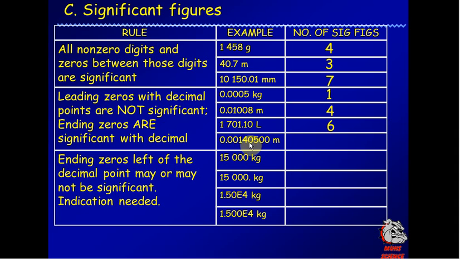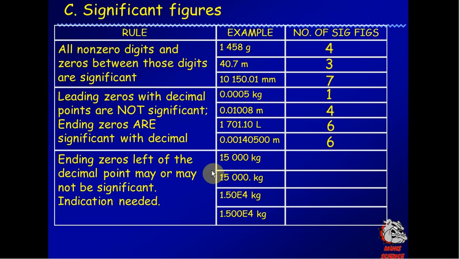This 0 is significant because it occurs between the 4 and the 5. These zeros are significant because ending zeros with decimal points are significant. I'm measuring down to that level right there. So our significance starts with the 1, and so we have 1, 2, 3, 4, 5, 6 sig figs.